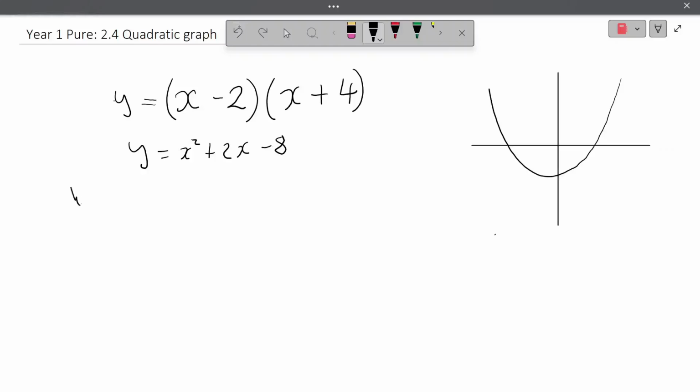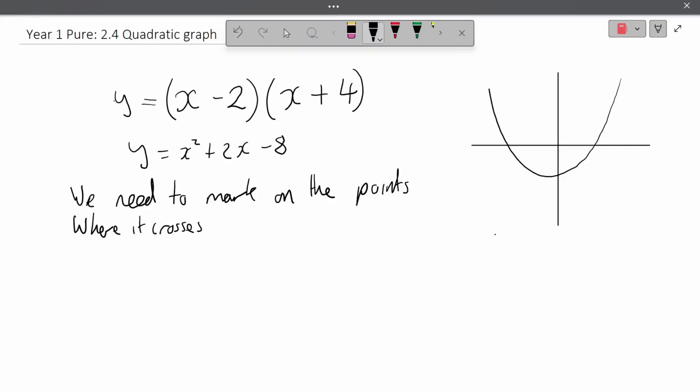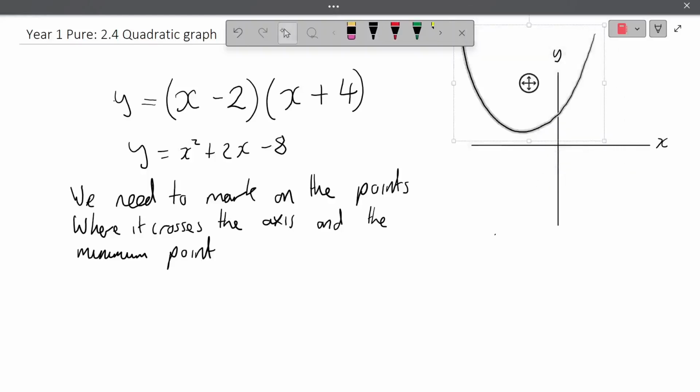And what they want is we need to mark on the points where it crosses the axes. This is our x-axis and our y-axis, and the minimum point. Now, the graph, the U shape, can be anywhere like that.